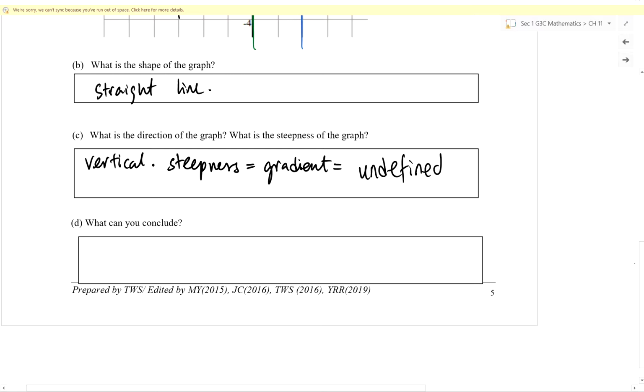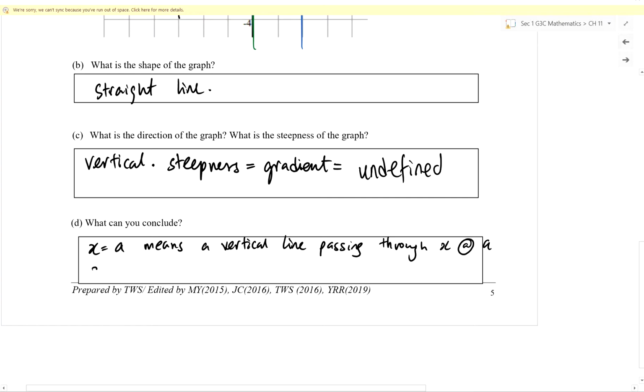And now, our conclusion. x equals a means a vertical line passing through x at a. So it is like a block. When I say x equals 1, I mean block 1. It passes through 1. When x equals negative 99, it means block negative 99. So a vertical line passing through negative 99.